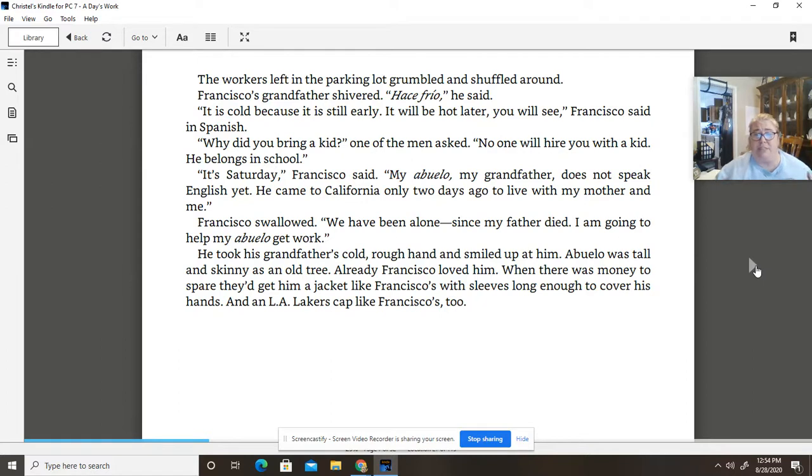So right now we're still in that introduction point. We've learned a little bit about Francisco: his dad died, and he's helping his grandfather, abuelo, who doesn't speak any English, try to get a job. We know they're in California and they're waiting for people to come up. So the author's done a great job giving us an introduction to the two of them here. They haven't really moved the plot yet because we're still at the introduction. So let's see what happens next with our 2 characters to move our plot along.